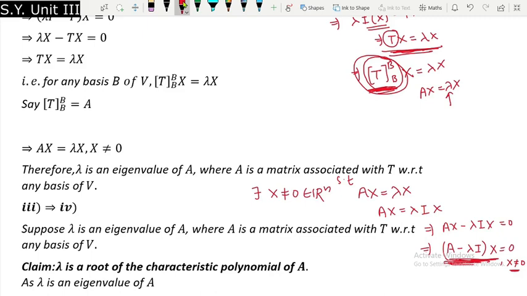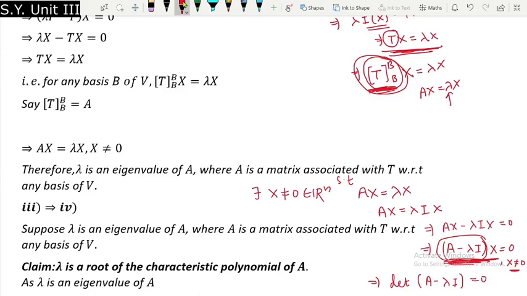So since this system is having a non-zero solution, what can you say about the determinant of the coefficient matrix? We have already seen this before. If the determinant of the coefficient matrix is non-zero, then the system will have a trivial solution, that is a zero solution. But that is not the case. Since this system is having a non-zero solution, the determinant of this coefficient matrix should be 0 only. So this will imply that determinant of A minus lambda I should be equal to 0.